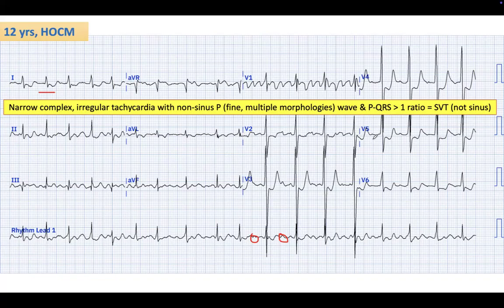So the patient, if you remember, we cardioverted the patient and we are recommending, because he has severe obstruction, that he probably will undergo surgery. And then in the meantime, after surgery, we'll see how he would behave.